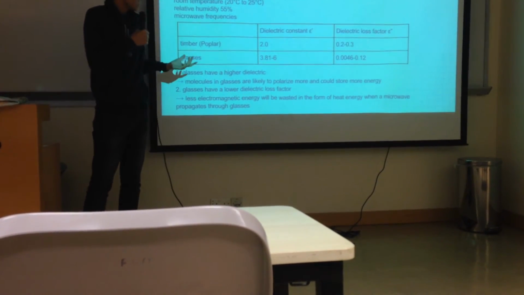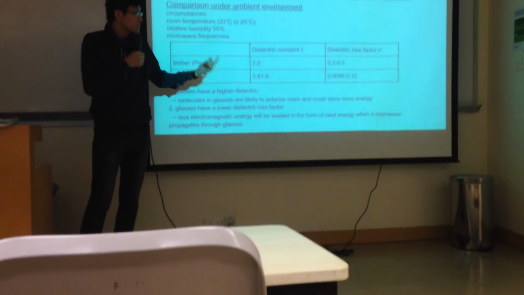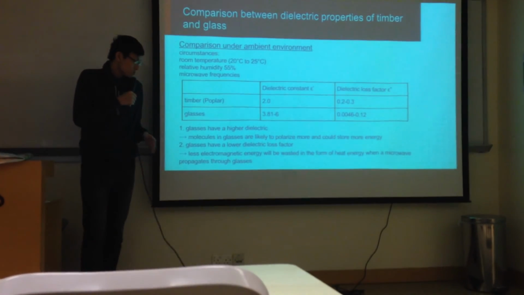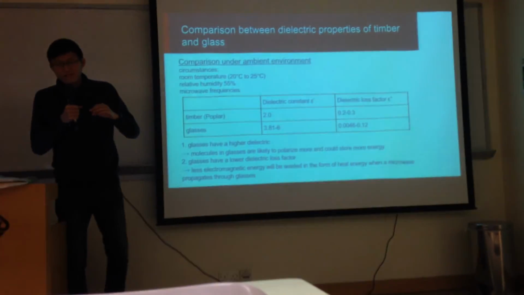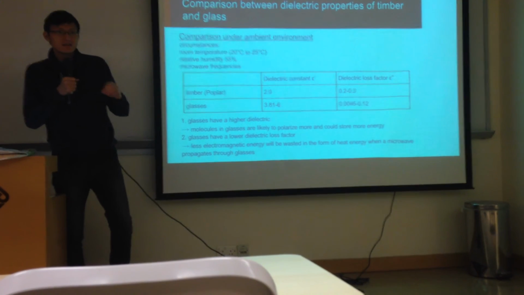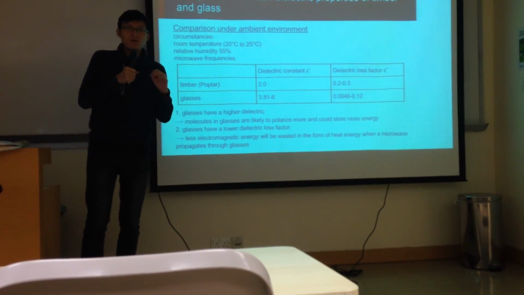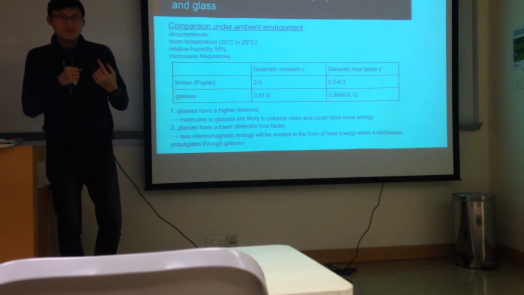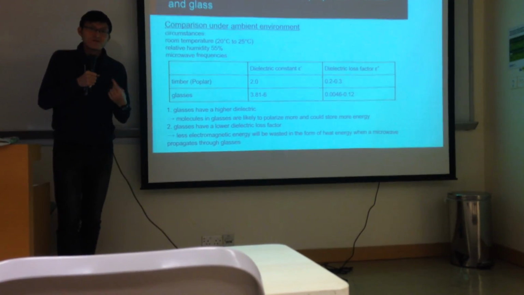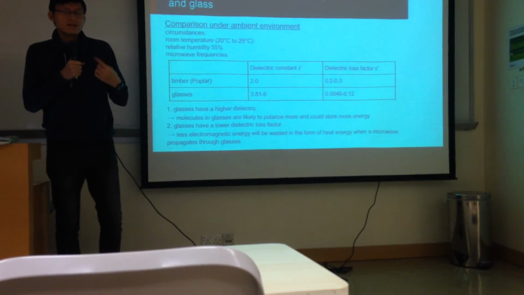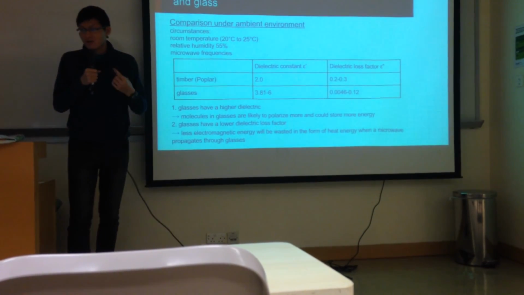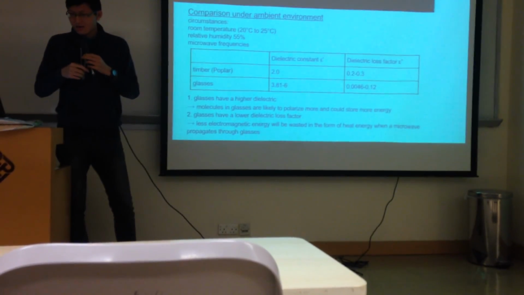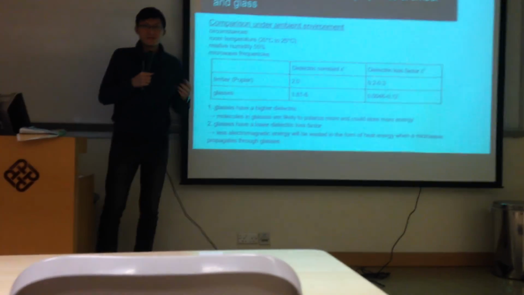And on the other hand, glasses generally have a lower dielectric loss factor than timber, which means that when the microwave passes through glasses, less electromagnetic energy will be lost in the form of heat due to the lag between the rotation of the dipoles and the changing of the microwave. So here is our comparison, and that's all.